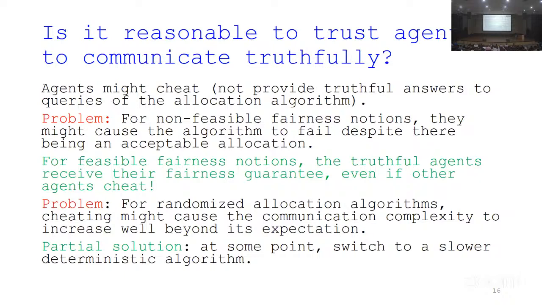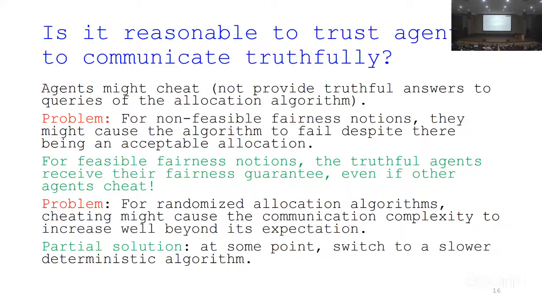Now, some words about whether it is reasonable to trust agents to communicate truthfully. The way I look at it is, what would go wrong if agents don't report their valuations truthfully? If we're looking at a fairness notion which is not feasible, and the valuations were such that there was a feasible allocation, by cheating, agents can prevent the algorithm from finding it. So the algorithm might not produce any allocation at all. This would be a problem, and we don't try to address it. But if we look at feasible fairness notions, we know that there always is an allocation.